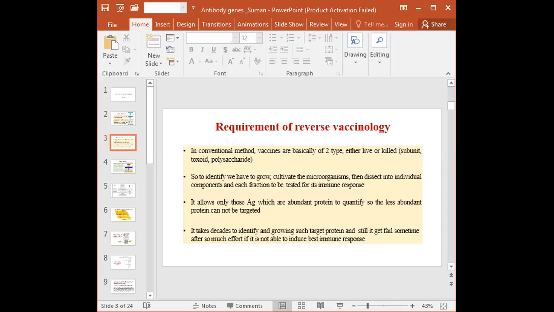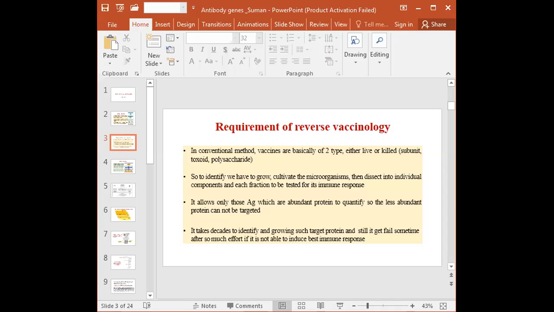And it allows only those antigens which are abundant proteins to be quantified, so the less abundant proteins cannot be targeted. And to screen this process, it takes decades to identify and grow such target proteins, and still it sometimes fails after so much effort, time, and money, if it is not able to induce the best immune response.